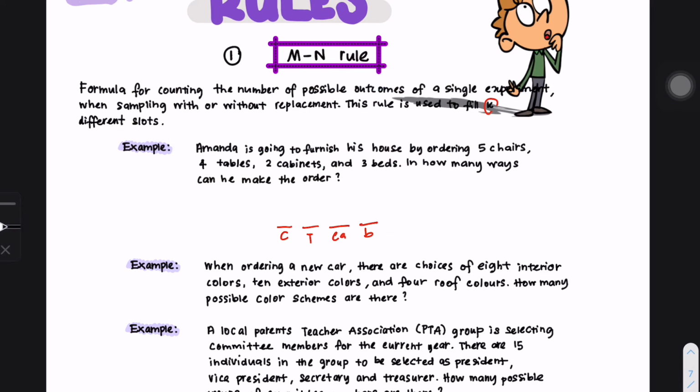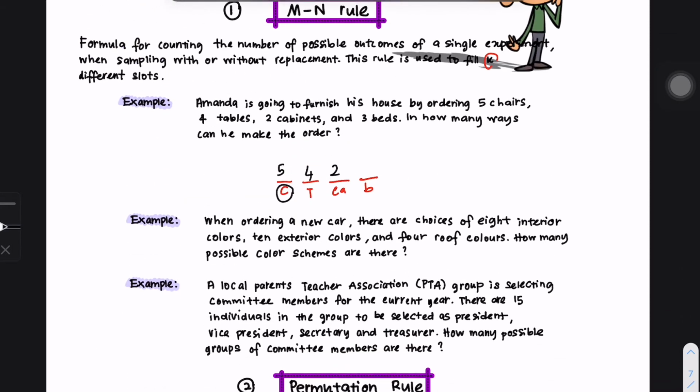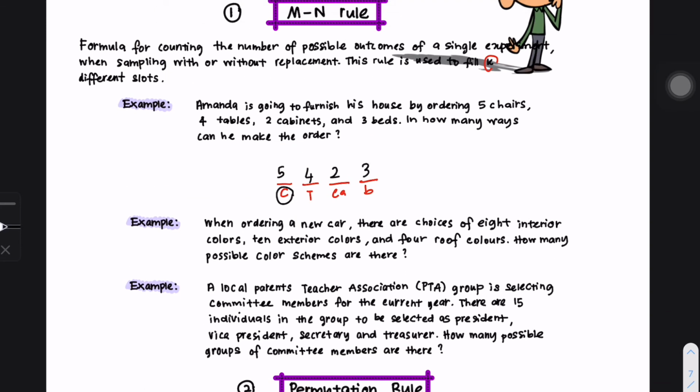So untuk dia susun chair, dia ada berapa pilihan untuk dia susun chair? Ada 5 pilihan. Kenapa? Sebab dia ada 5 chair yang berbeza. Dia boleh susun chair 1 macam ni cara dia, chair 2 macam ni cara dia. So dia ada 5 chair yang berbeza. And then dia ada berapa biji tables? Dia ada 4 biji tables. So dia boleh pilih 4 ways. Okay, and then untuk dia punya kabinet, dia ada berapa kabinet? Dia ada 2 kabinet. And untuk pilihan bed, dia ada berapa pilihan? Dia ada 3 pilihan bed.